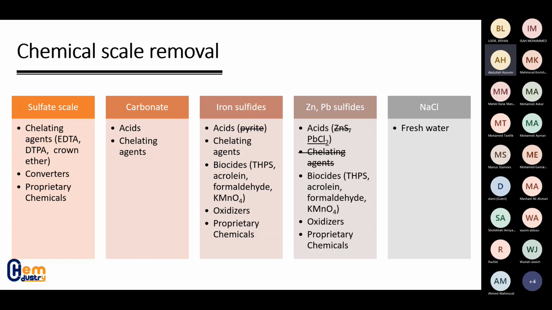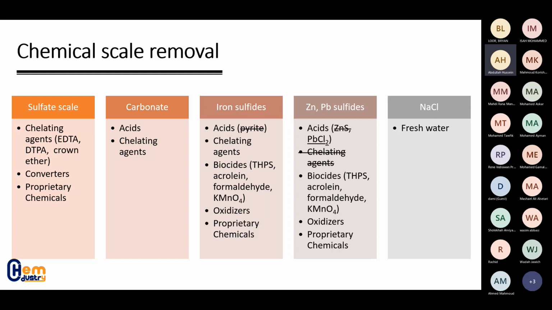With iron sulfide scale, you can use either acid or chelating agents, biocides or oxidizers, or other polymeric materials. The acid has a lot of problems. It can be corrosive to your system and it will not dissolve pyrite scale. That's a big problem. Chelating agents will dissolve it, but they require a lot of time and sometimes are not really efficient. You can also use biocides like THPS, potassium permanganate, and so on. These can be a little corrosive to your system, but they have been used and were really efficient.